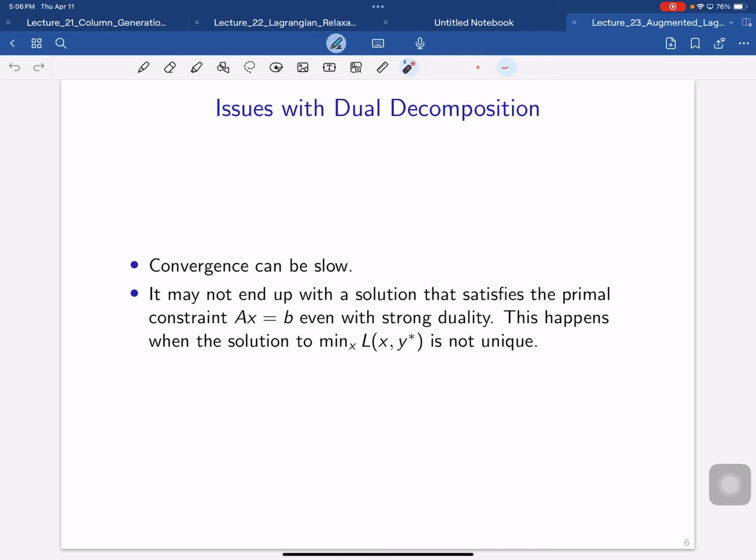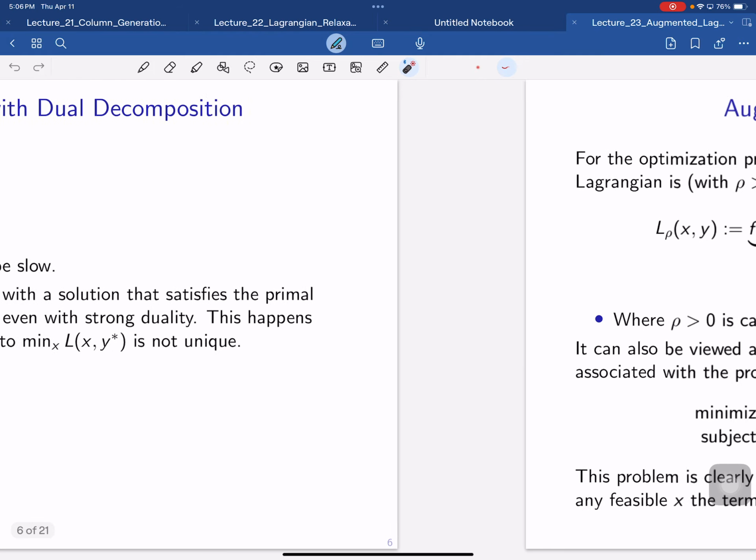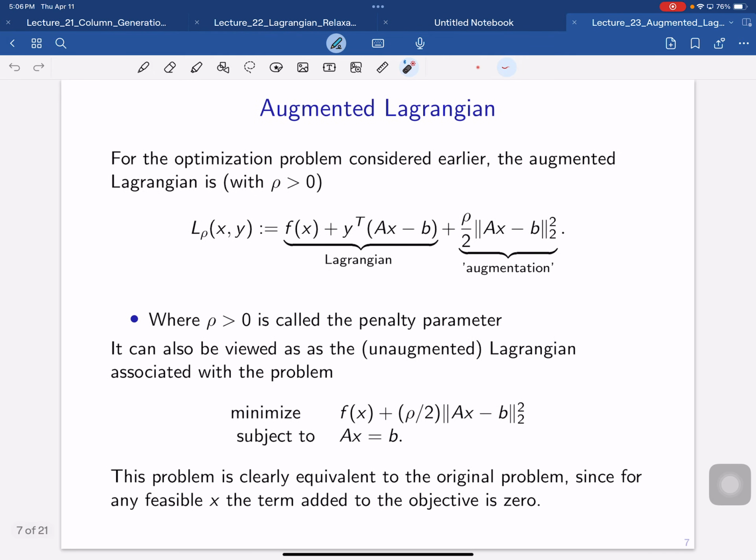So if you believe that, how do we resolve those issues of dual decomposition? How do we have a method that satisfies those primal constraints? That's why people developed the augmented Lagrangian method. What that means is, this is just the Lagrangian function, right? You have f(x) plus y transpose (Ax minus b). You have the original function plus the Lagrangian term.